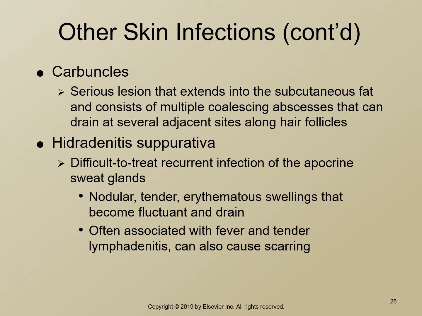And the last pyoderma we'll discuss before we go into the other soft tissue infections is hidradenitis suppurativa. This is a difficult to treat recurrent infection of the apocrine sweat glands. These sweat glands are usually associated with hair follicles in the armpits and the pubic regions. This infection manifests as nodular, tender, red swellings that become full and then drain. They're often associated with fever and tender lymphadenitis.